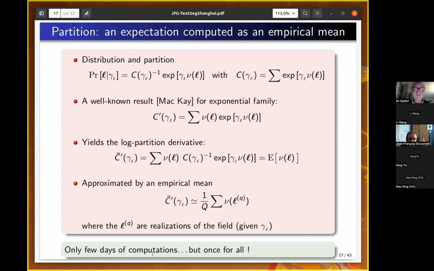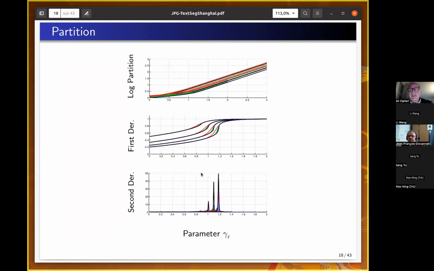Because these depend, yes. But when this computation is done, and then we have the shape of these curves, then we can use it for the specific application that we have. Okay.